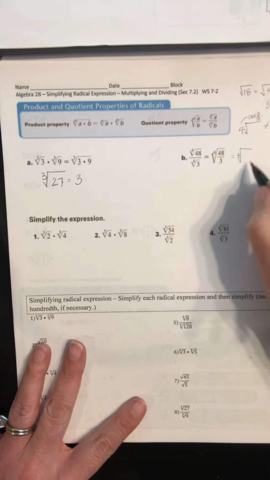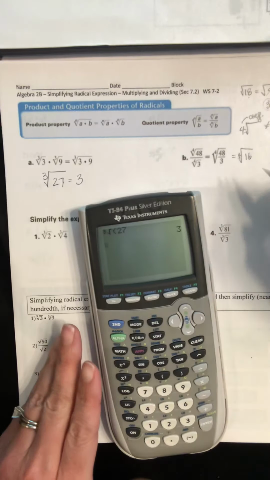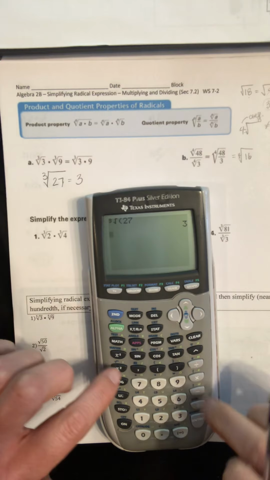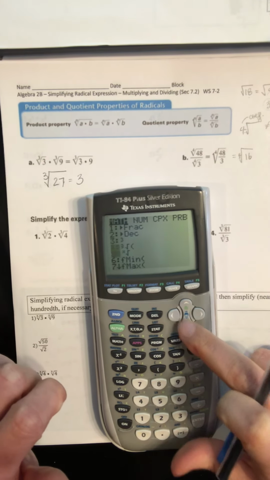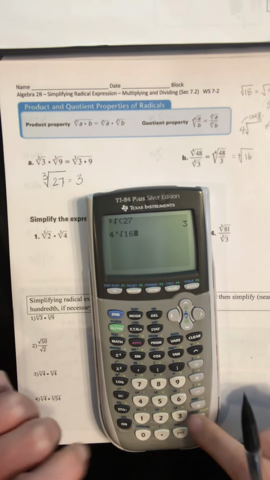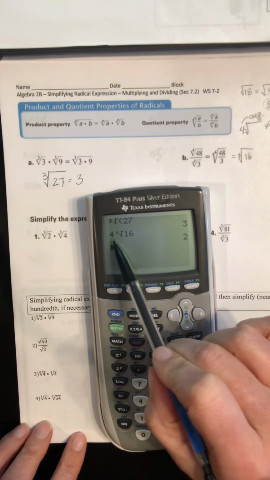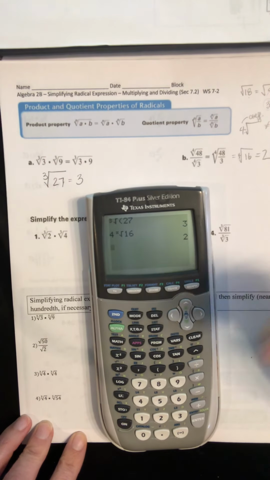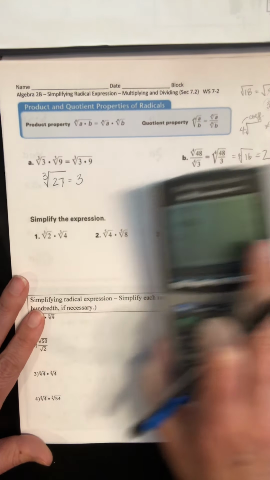48 divided by 3 is 16. And then we always want to check and see if that number is a perfect quartic, if you will. So if we can take the fourth root of that, I hit 4, math, then choice number 5, and 16, and I end up getting that the fourth root of 16 is 2. Now, if that had been a decimal, I would just round the decimal to the nearest tenth or hundredth. But right now, it is a perfect fourth root.